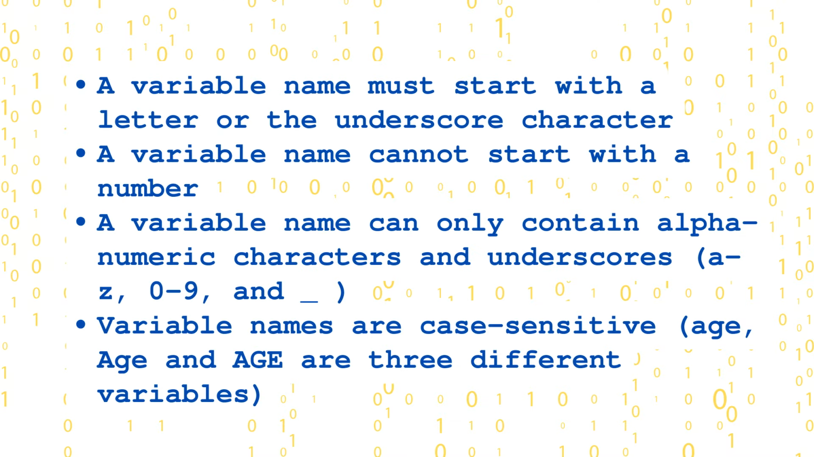So as I mentioned, there are a few rules that you need to keep in mind when you're naming a variable. A variable must always start with either a letter or an underscore character. It cannot start with a number. A variable name can only contain alphanumeric characters, that is A to Z or numbers 0 to 9, and the underscore sign. It cannot contain any other special characters or a space. Also keep in mind that variable names are case sensitive, so if you look at the examples on this slide, age written in three different case forms are going to be three different variables.